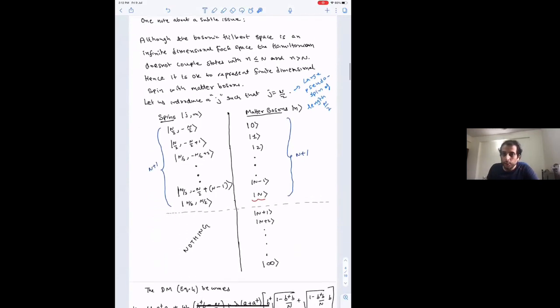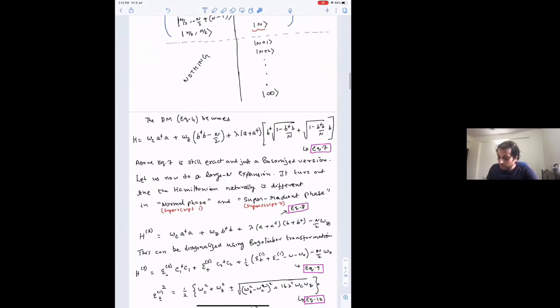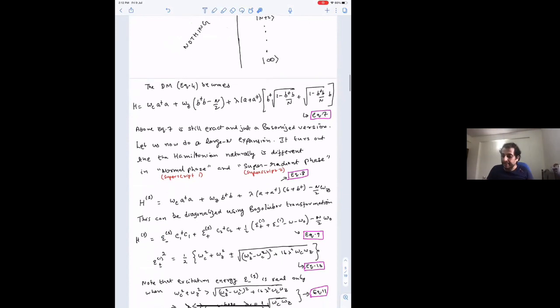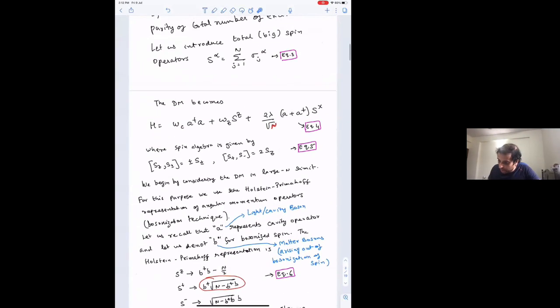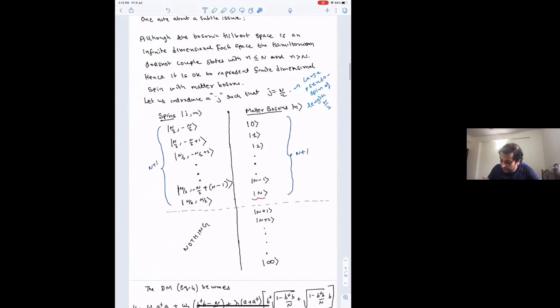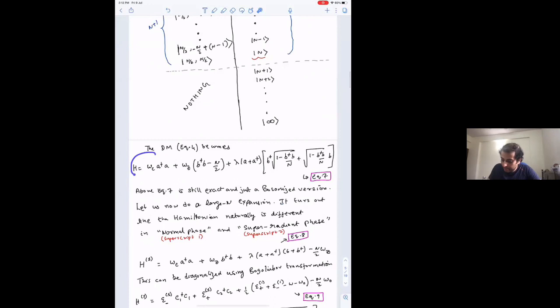So now this same Dicke model, we are basically writing it like this, equation 7. Equation 7 is still exact. It is just a bosonized version. So let's go back to the original Dicke model. This Dicke model is now written in this way.